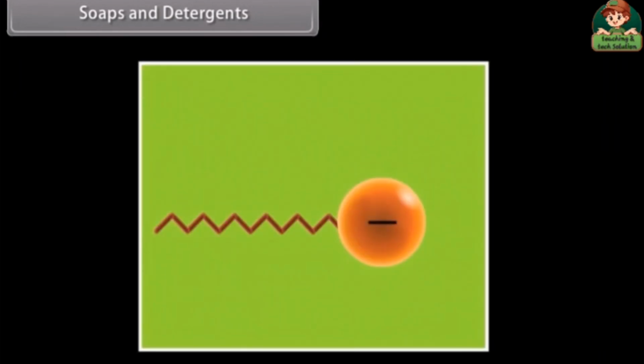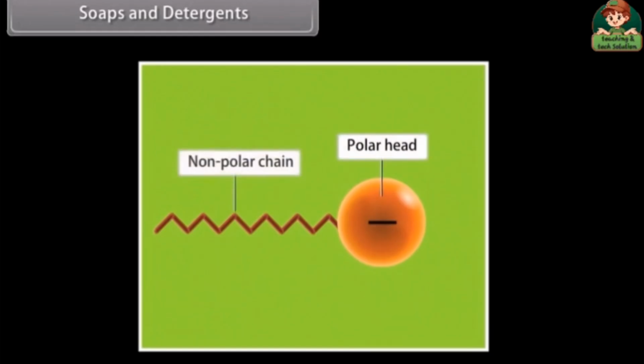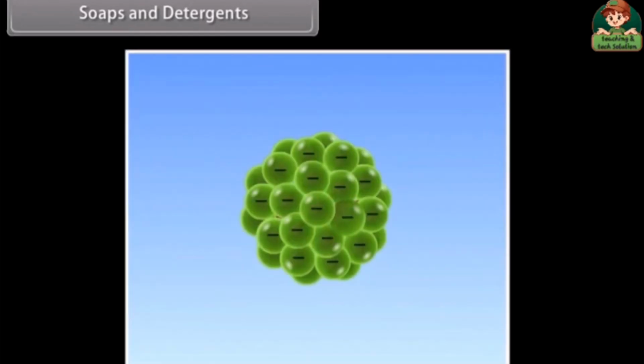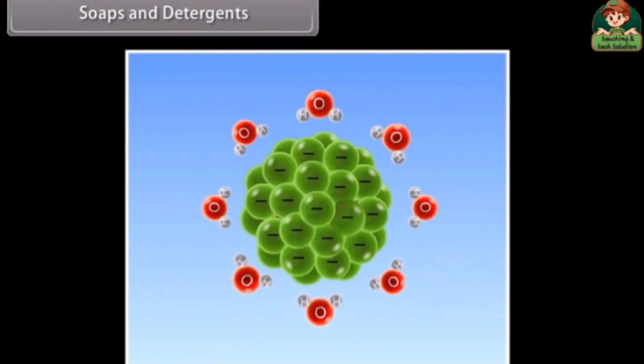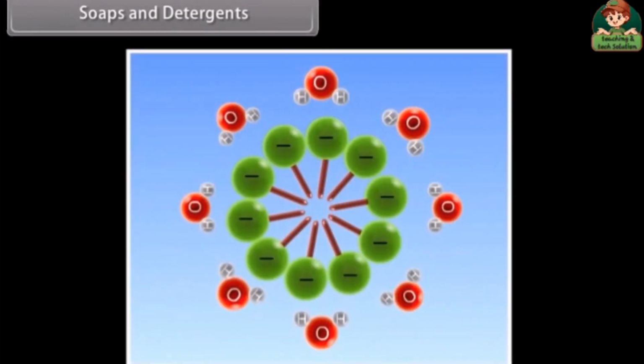These molecules must have a strong polar head and a non-polar hydrocarbon chain tail. When you add this molecule to water, the non-polar tails of the molecules clump into the center of a ball. This is because they are hydrophobic, or water-hating. The polar head of the molecule interacts with the water molecules on the outside of the micelle.